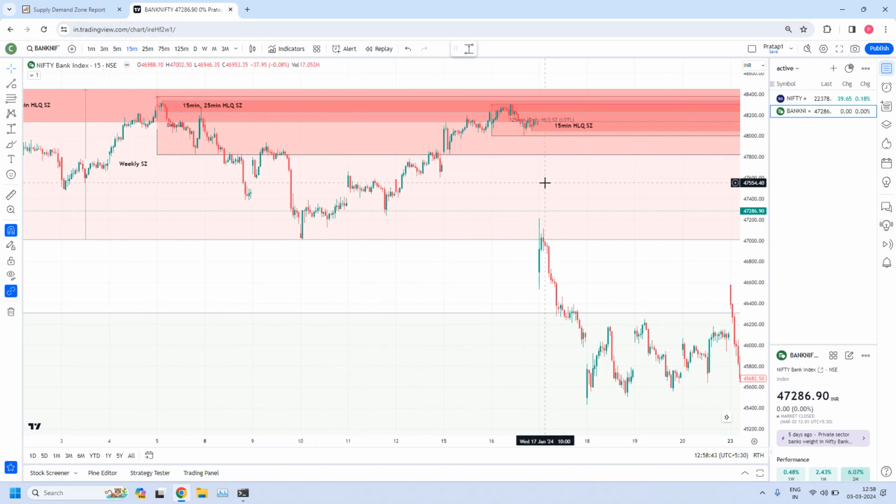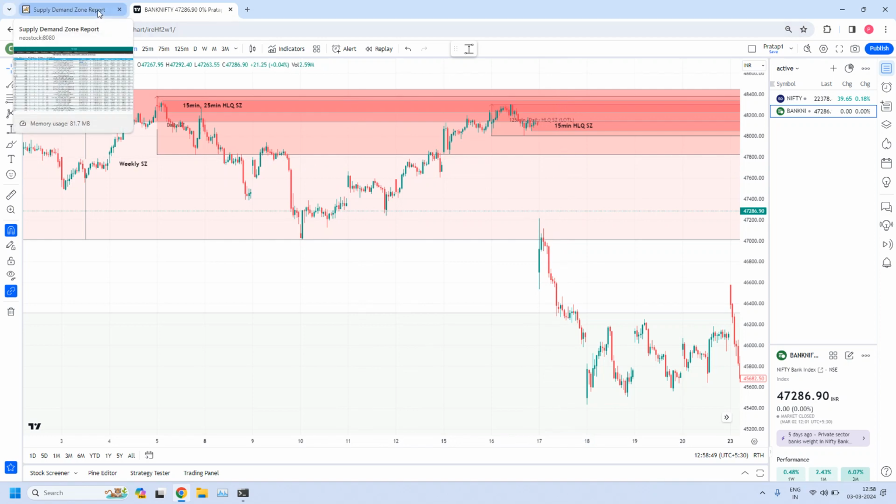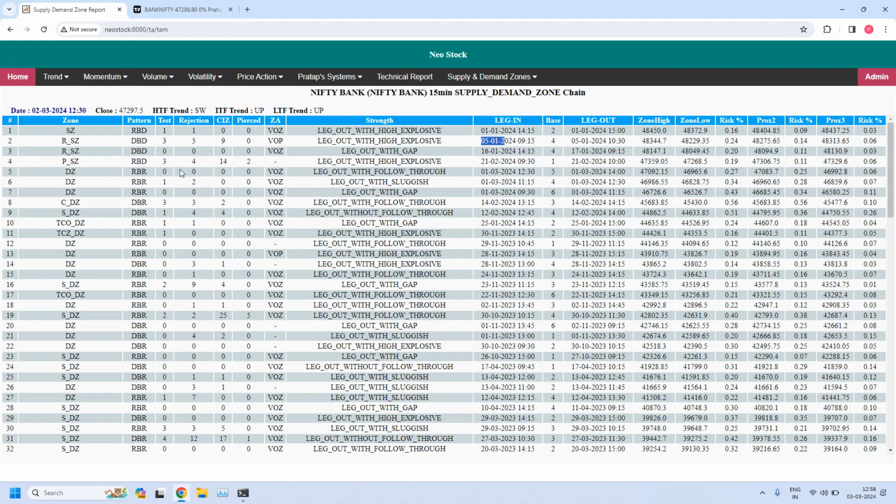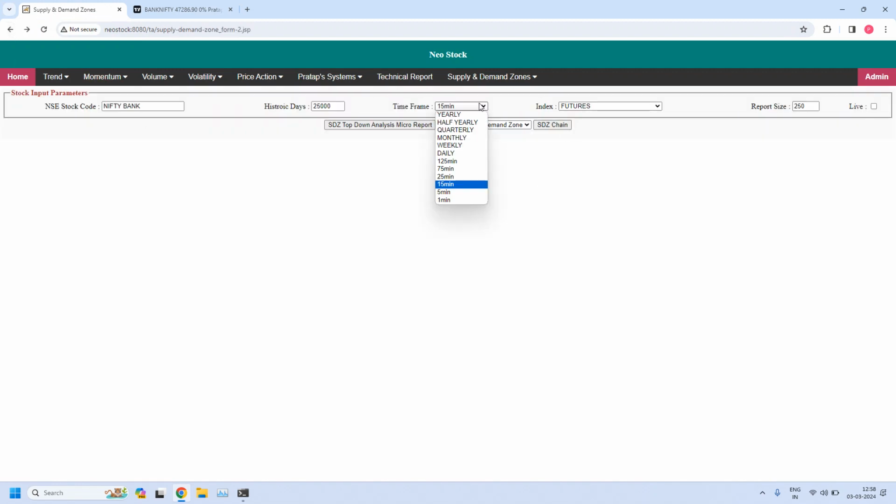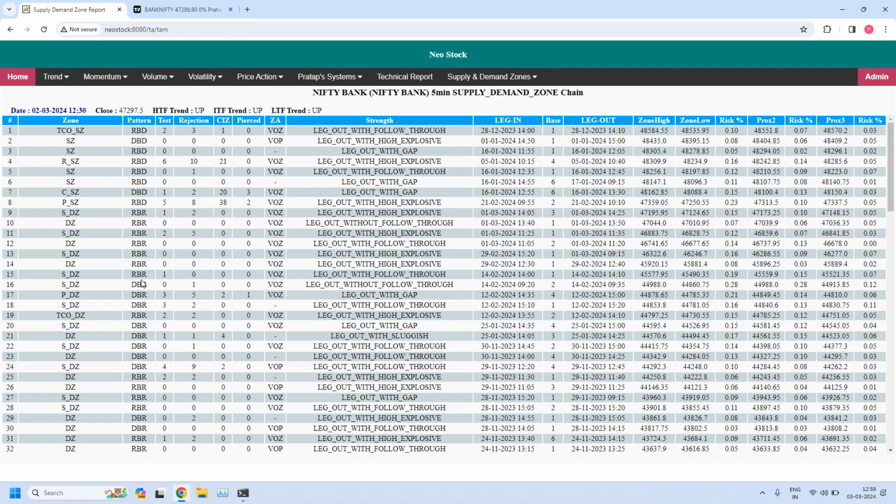These 15 minutes levels, 5 minutes levels are useful for intraday traders or even short-term traders. So this is about 15 minutes and the last time frame is 5 minutes. So let me change the time frame to 5 minutes. Let us generate the chart. Okay, we got it. Now we will look into only high liquidity zones from this side.